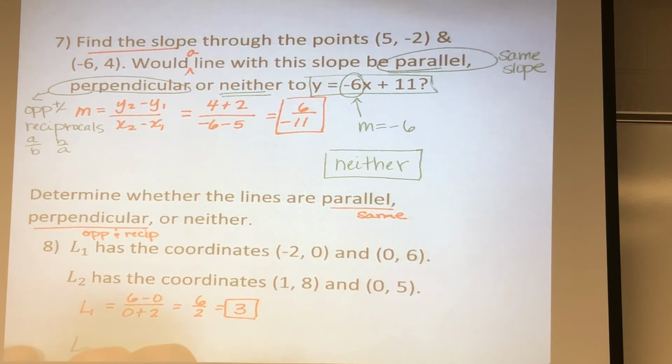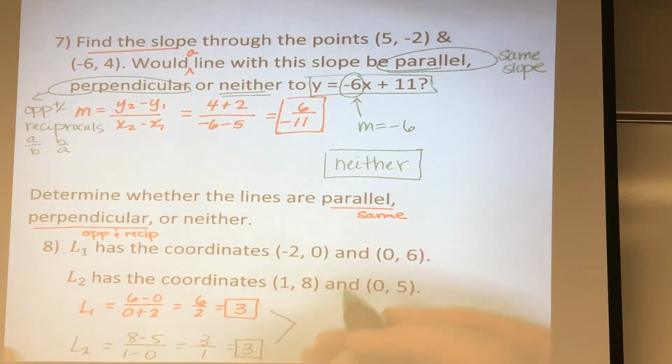Okay, and then L2, we're going to do the same thing. Y minus y over x minus x. And it also has a slope of 3. So, since both of these are the same, that means they are parallel.